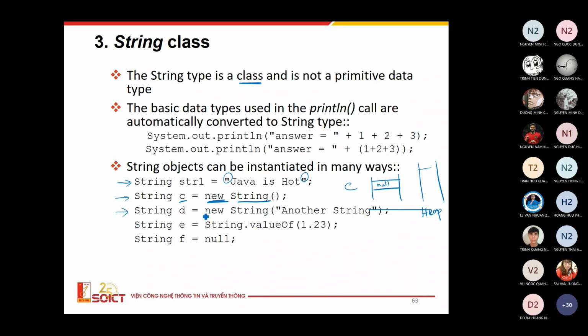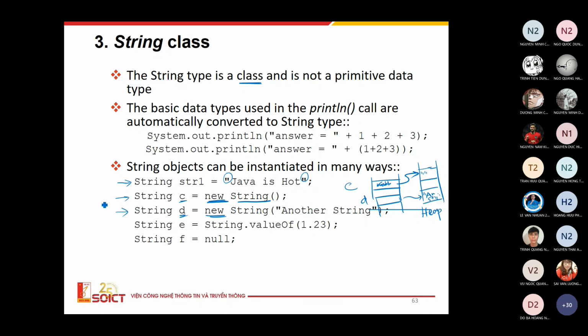For this syntax, you will create a new string. Here you have an assignment, and here is the empty string. And for d here, it refers to a new string again, and it has the value of another string.